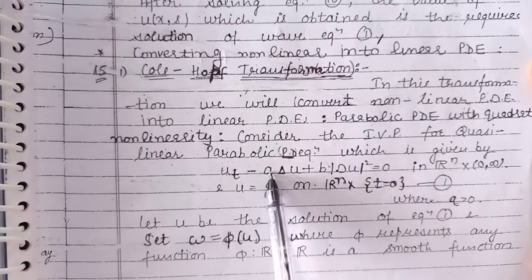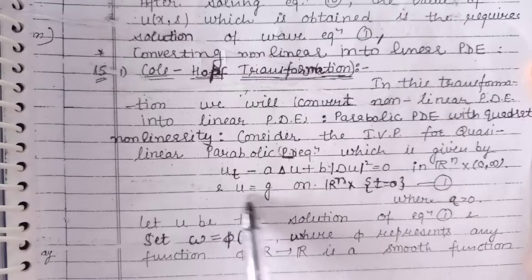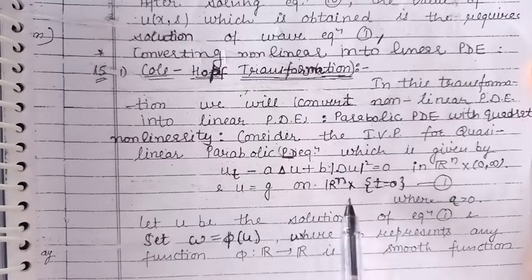Here a is positive. The initial condition here is, when time is 0, the value of function u is g. It means for the point (x, 0), the value of u at this point is g, where the point x belongs to n-dimensional real Euclidean space.